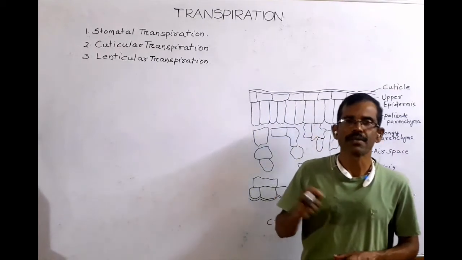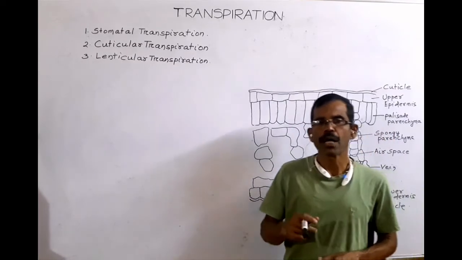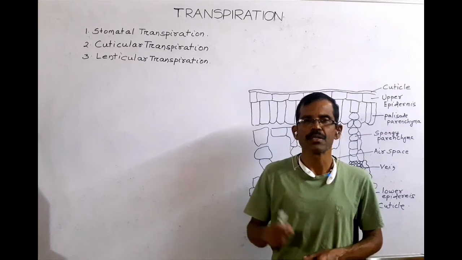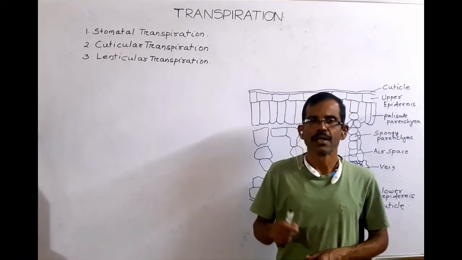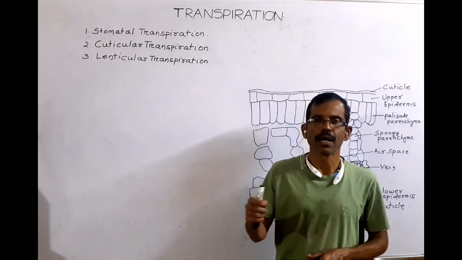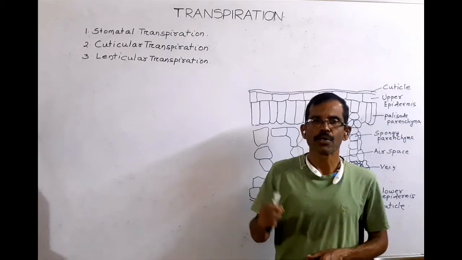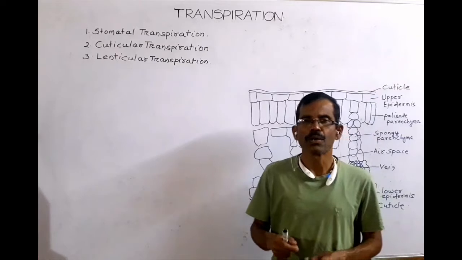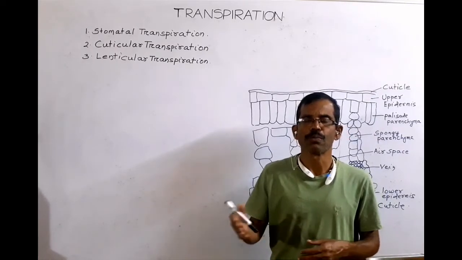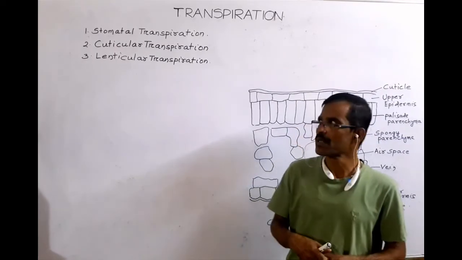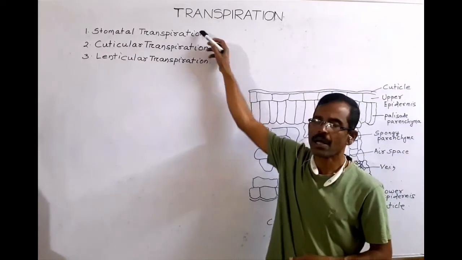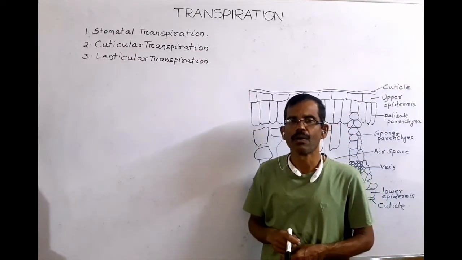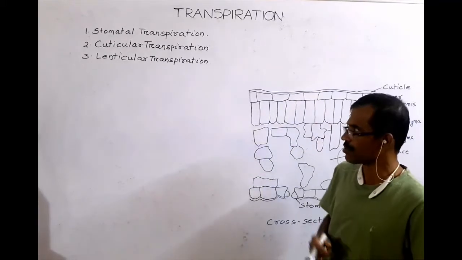What is stomatal transpiration? Stomata are the microscopic pores present in the epidermis of leaves, green stem and other organs of the plant. In the process of stomatal transpiration, a huge amount of water is lost through stomata into the atmosphere. And this type of transpiration accounts for about 90% of the total water loss.